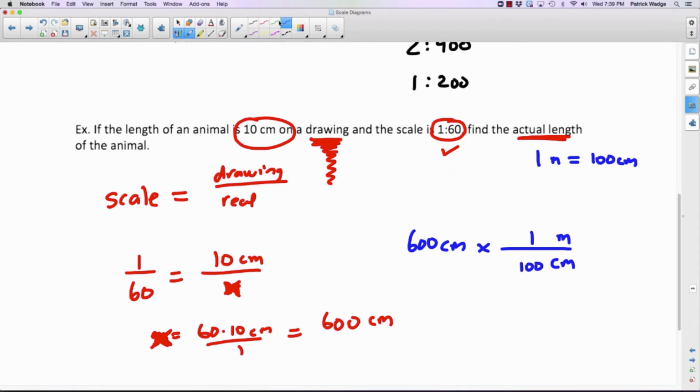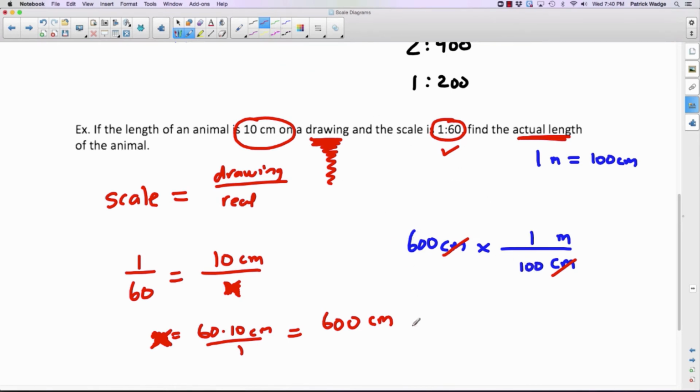How do we do it? Well, first of all, the centimeters are going to cancel. We got 1 on the top, 1 on the bottom. Ninja slice those. So we're going to be left with meters. That's perfect. That's what we want. And when you go 600 times 1, you still have 600. Divided by 100, 600 divided by 100 is 6.